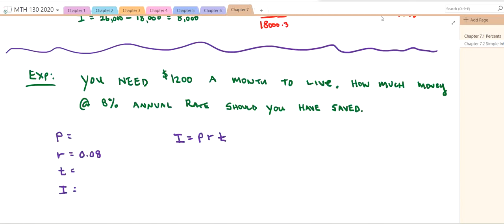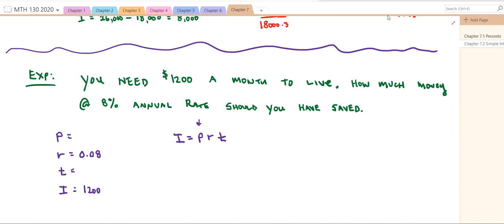Do we have the principal? Well, we have $1,200 a month, but that's what we need to be our interest. That's what we want to live on. So we want to have a principal, a very big amount of money in the bank so that it collects enough interest to give us $1,200. So that's our interest.